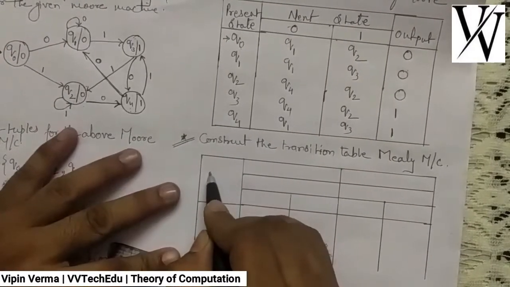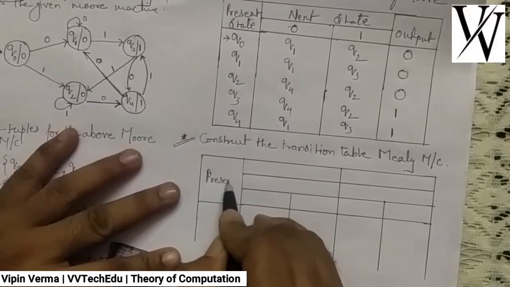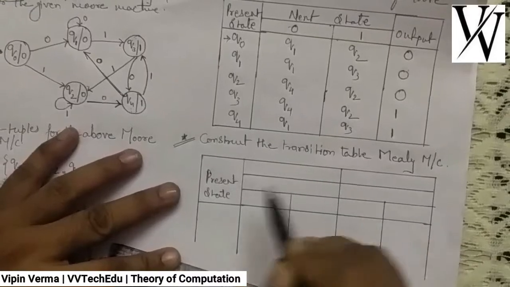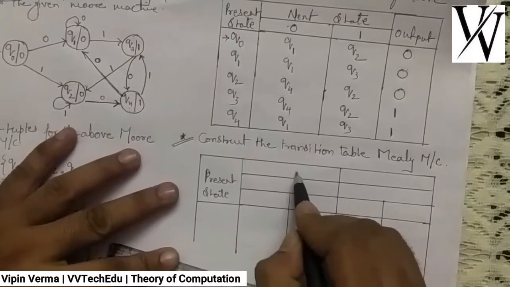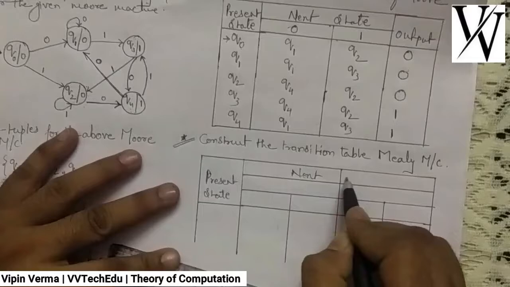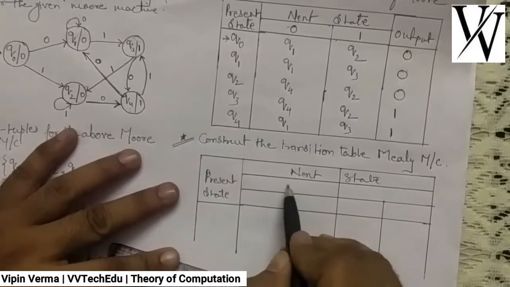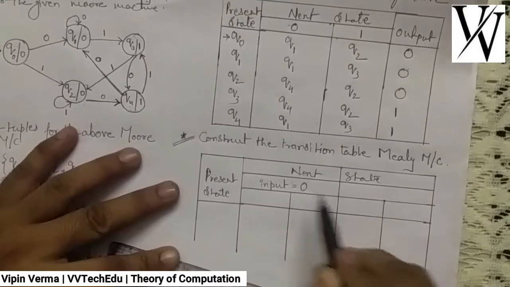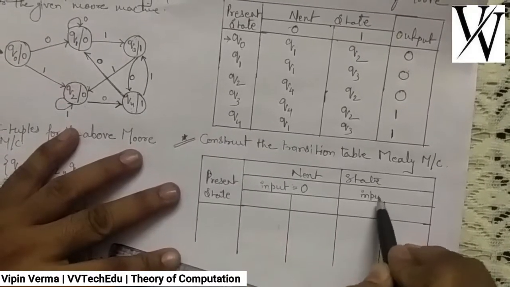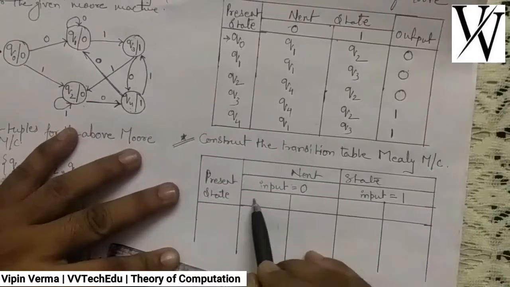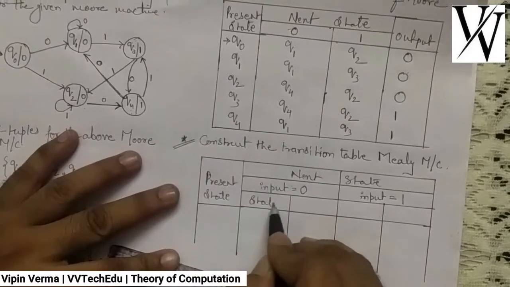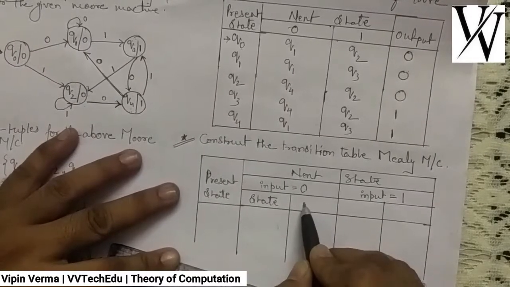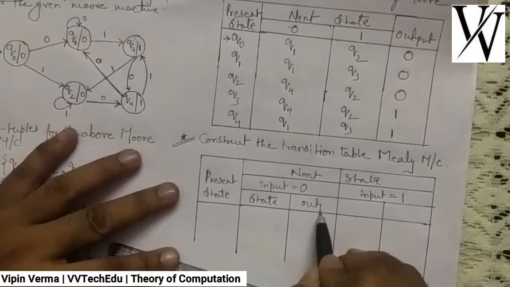This is what we call the present state. Here it is. The next state, for the input called 0, and the other input is 1. Okay, and the next state will be specified here, and its corresponding transition, so the corresponding output for the transitions we have here.